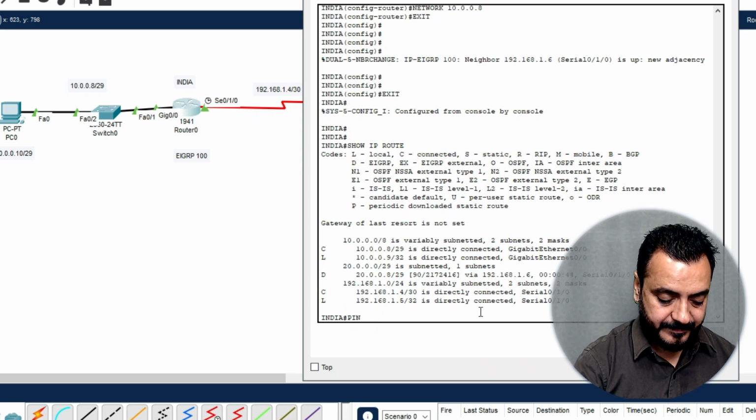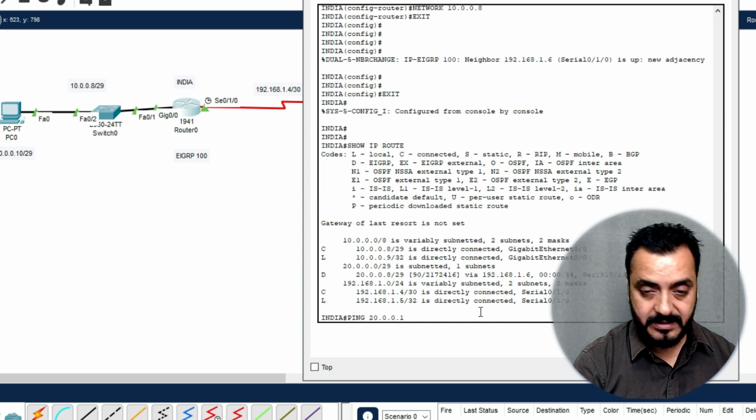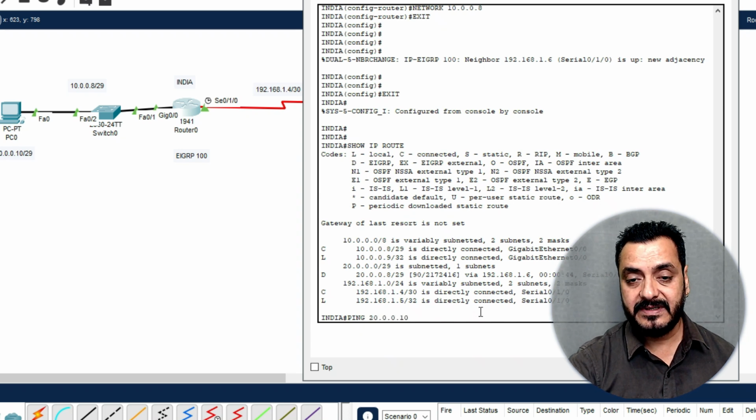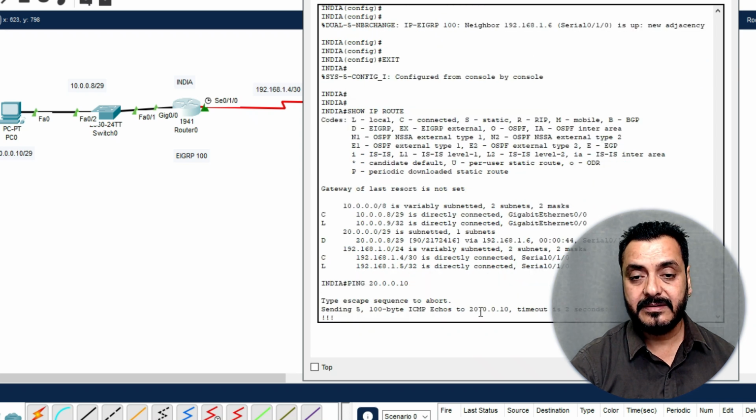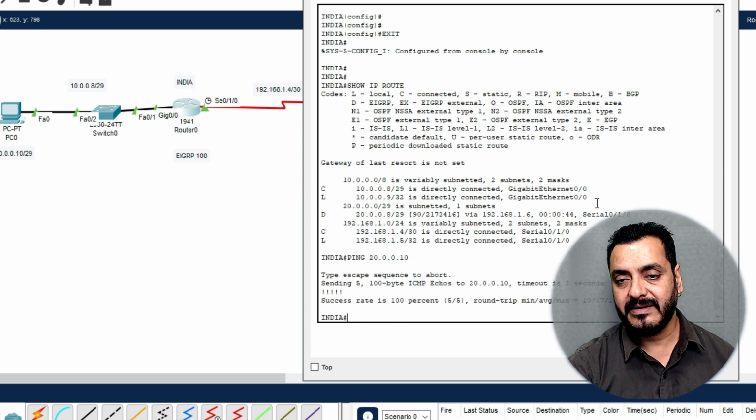So let us see. Ping 20.0.0.10, that is our last end device, from this router. Press enter. Now we have the ICMP result over here: 5 packets sent, 5 received, success rate is 100%. It means our first router, the India router, is successfully communicating with the last end device. It means our routing is working fine.